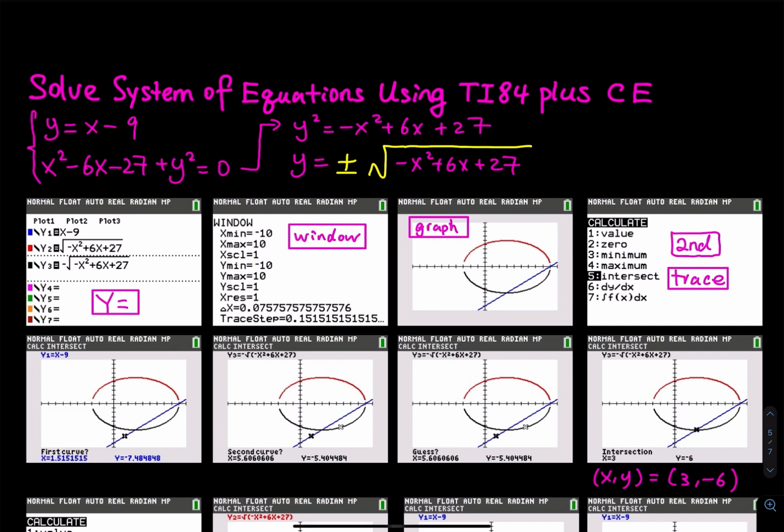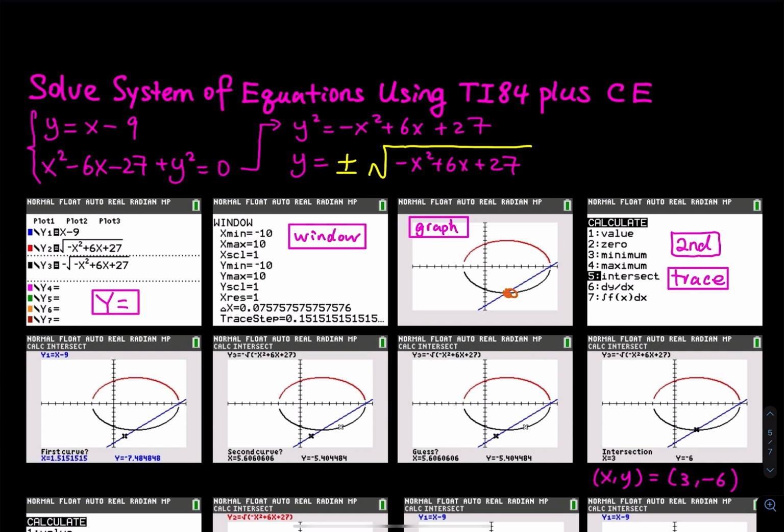Once your window is ready, hit graph, and the calculator will graph that for you. They are all color coded. So this is the positive square root, this is the negative square root, and this is the blue straight line. What we are looking for is the intersections. We see that there are two intersections, one over here and one over there.